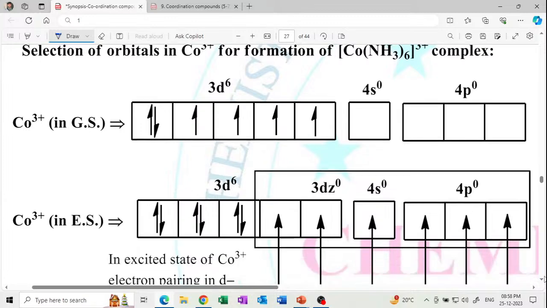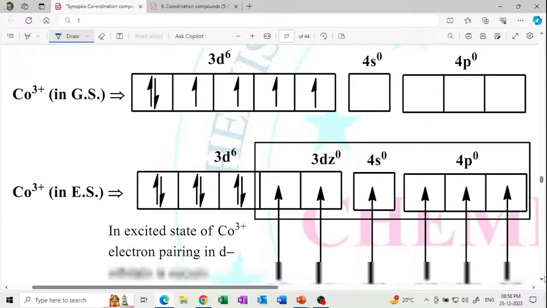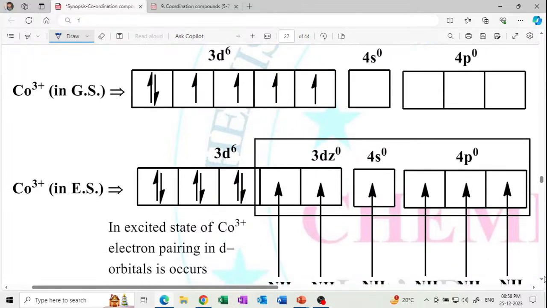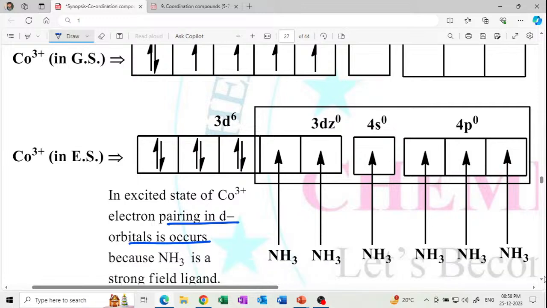Next, pairing takes place. So this is the 1, 2, 3, 4 pairing. Get it? The pairing in d orbitals occurs because NH3 is a strong field ligand. Pairing occurs because this is a strong field ligand.